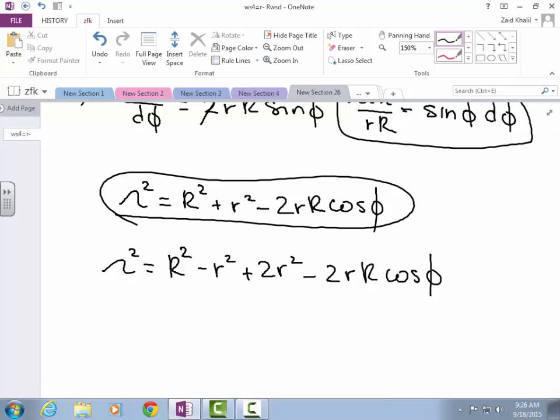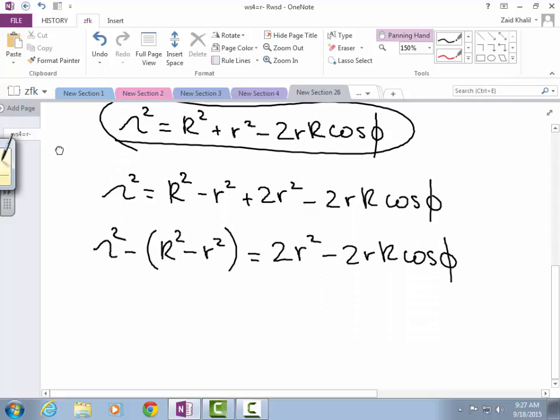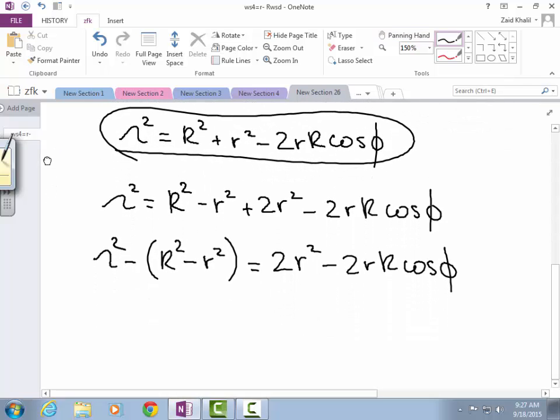Well, consider this. Script r squared minus big R squared minus little r squared is going to equal 2 r squared minus 2 r cosine phi. Correct? No, it's not difference of squares. I just subtracted it over. And then I'm going to divide both sides by 2 times little r. So I have script r squared minus R squared minus r squared over 2r. And what is that going to equal?